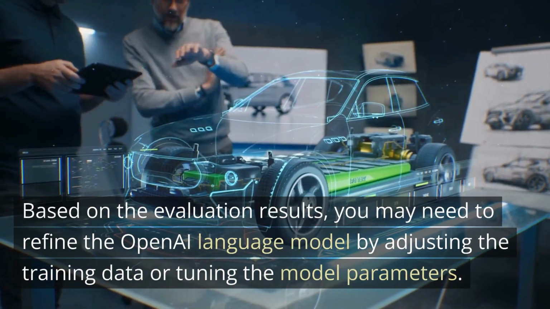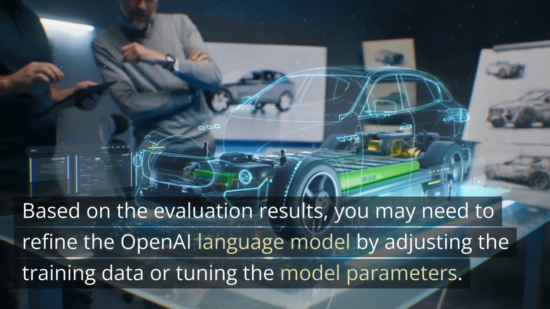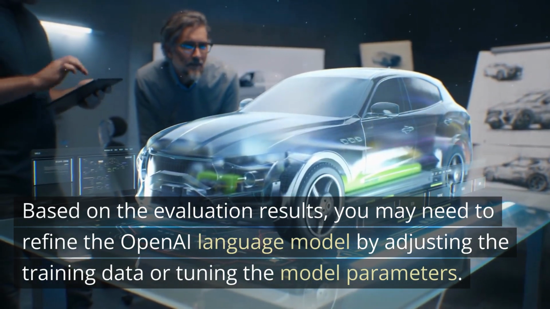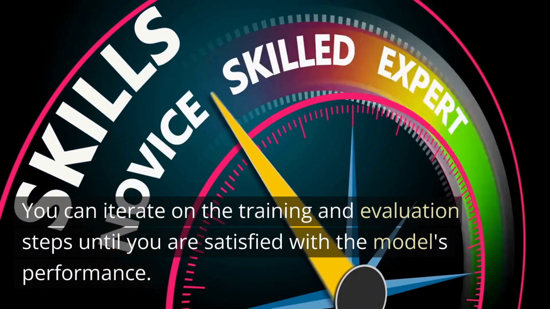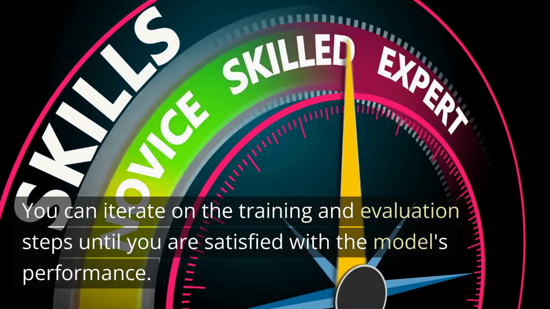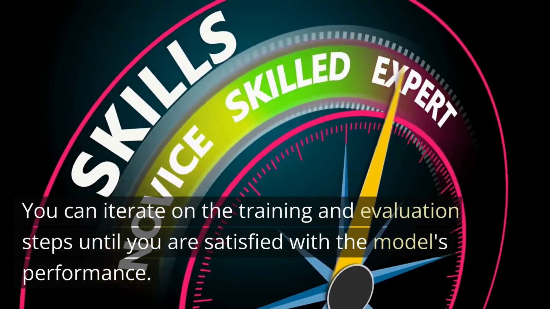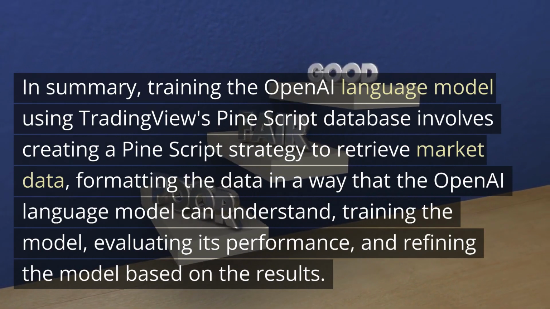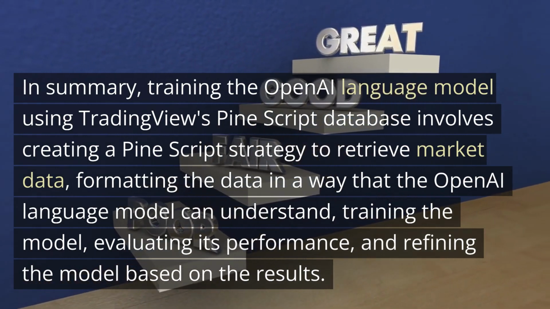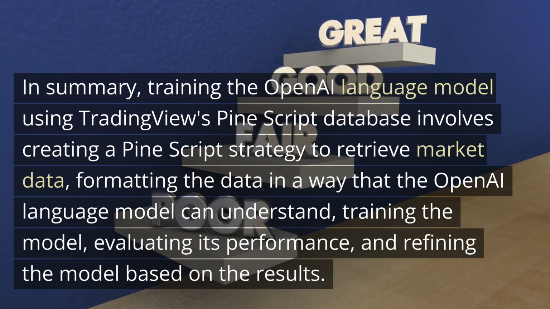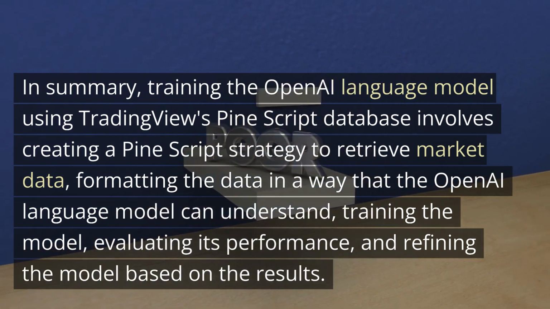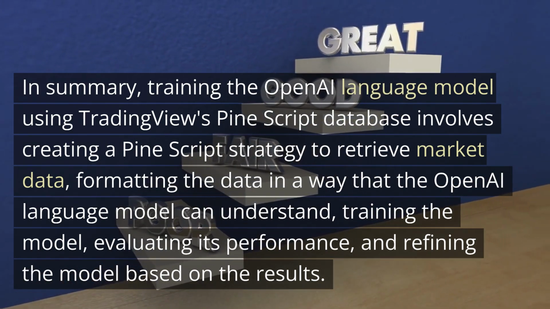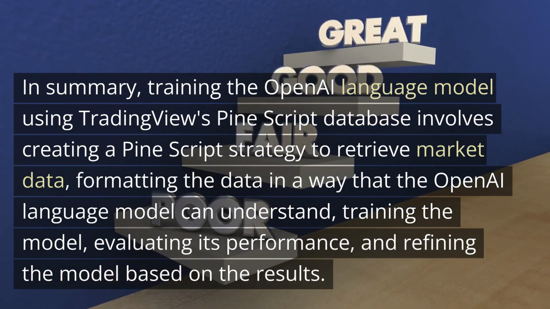Based on the evaluation results, you may need to refine the OpenAI language model by adjusting the training data or tuning the model parameters. You can iterate on the training and evaluation steps until you are satisfied with the model's performance. In summary, training the OpenAI language model using TradingView's Pine script database involves creating a Pine script strategy to retrieve market data, formatting the data in a way that the OpenAI language model can understand, training the model, evaluating its performance, and refining the model based on the results.